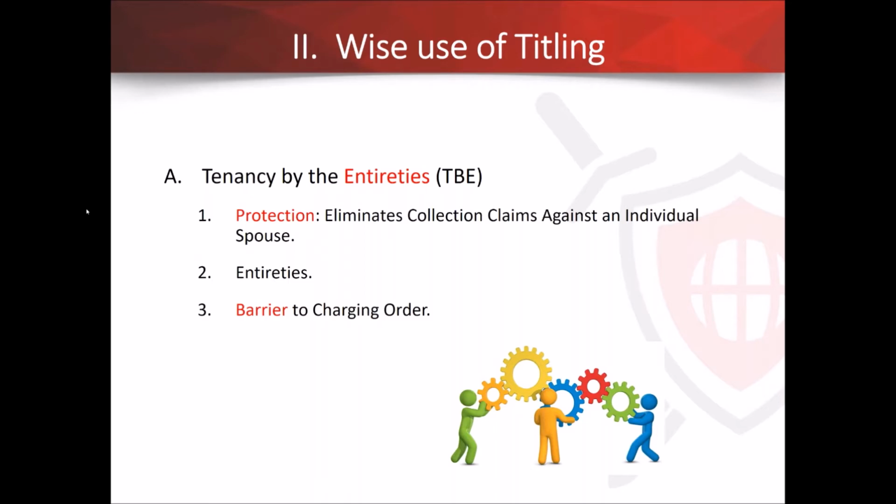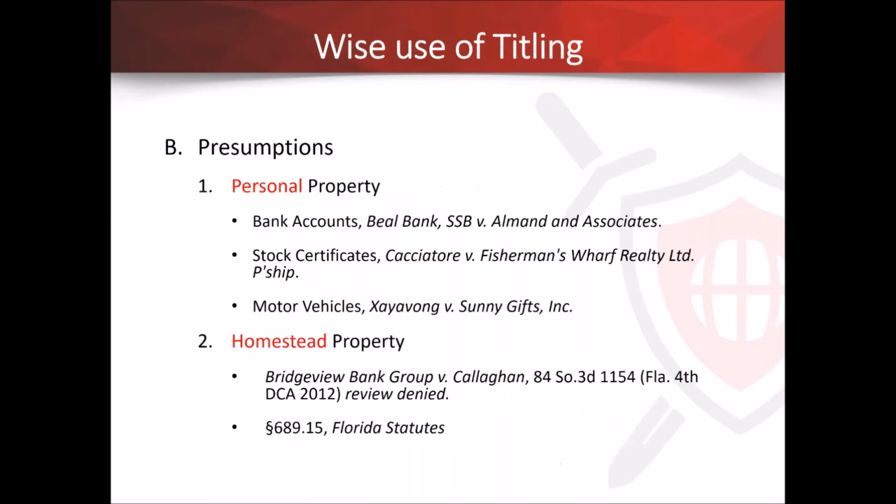Another easy way with respect to, actually let's cover a little bit more on TBE, just with some of the presumptions. So if you own real property as husband and wife, particularly residential property or homestead, by statute, that's going to be presumed to be owned by husband and wife. If you own stock certificates, there's a presumption for husband and wife. And bank accounts is kind of a unique one, as Gary talked about.